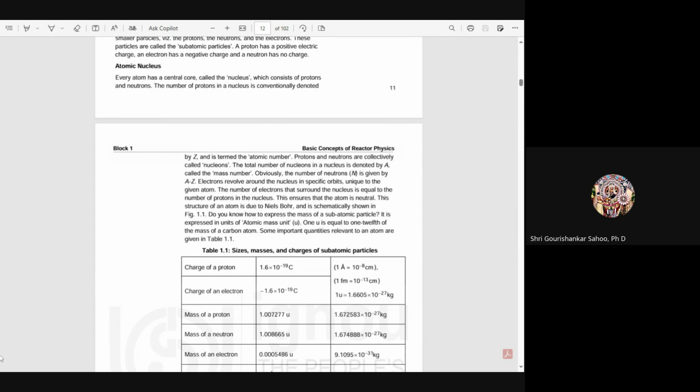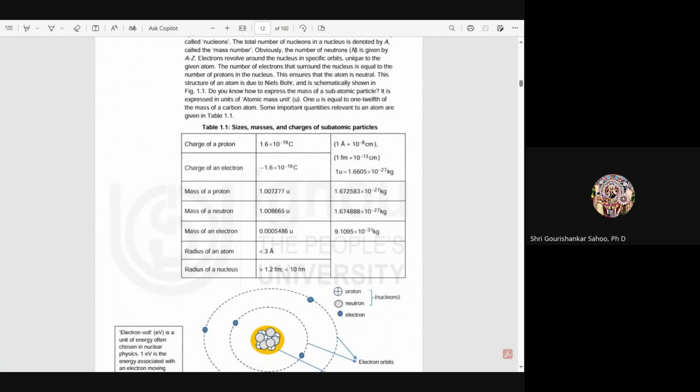So the proton is positively charged, the electron is negatively charged, the neutron is neutral, and the mass of a proton is smaller than that of a neutron, and the mass of an electron is very much less than that of a proton and neutron. And the radius of an atom is of the order of 3 angstrom, and the radius of a nucleus is about 1.2 femtometer, or around maximum 10 femtometer.